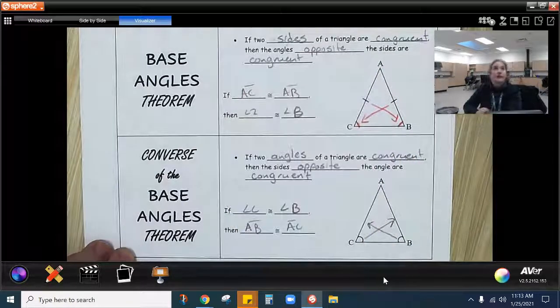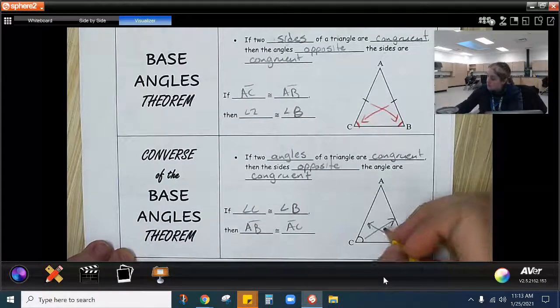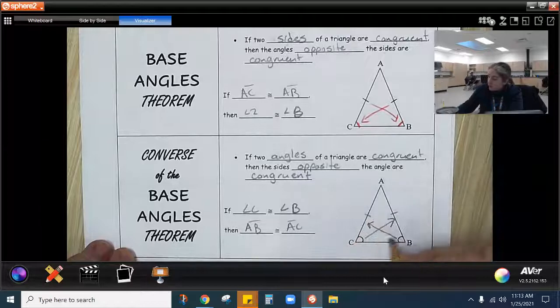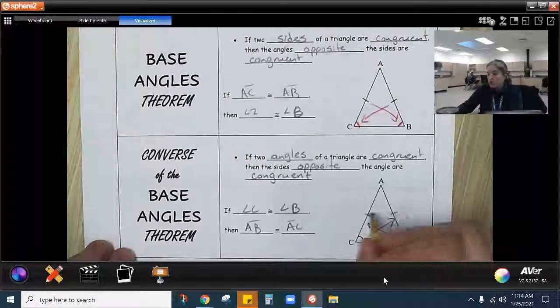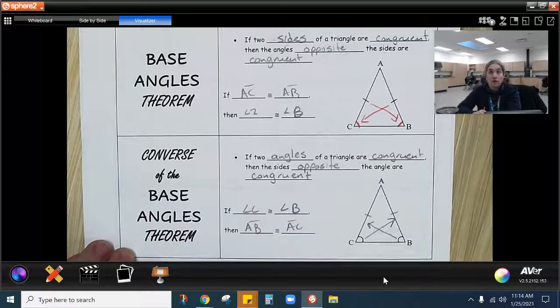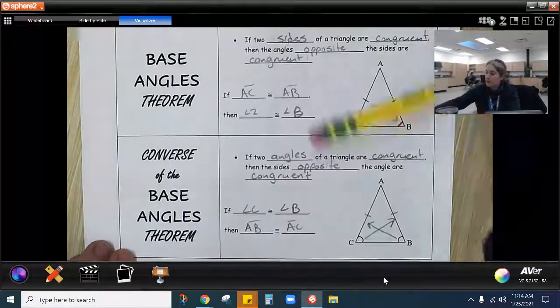Don't forget your hats. I forgot hats on those, my bad. I was so into how cool this is. All right, so if our angles are congruent, then it implies that our opposite sides are congruent, and vice versa. So this is really, really powerful, this base angles theorem and converse of base angles theorem.